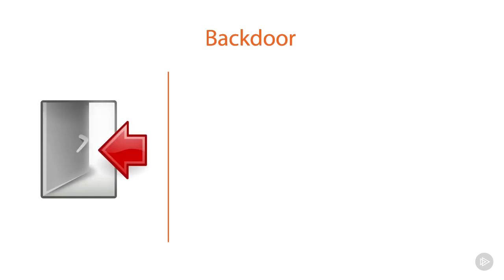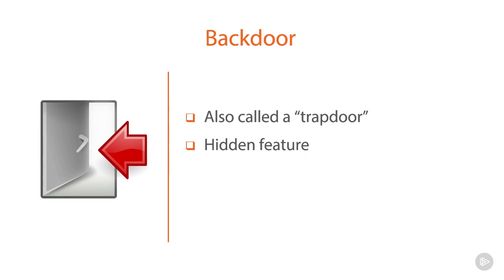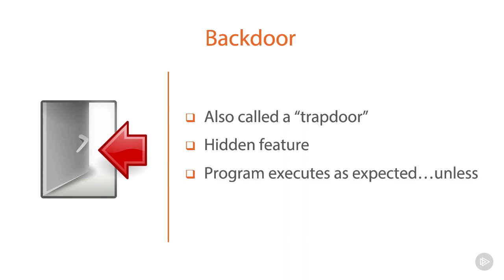A backdoor, which we also sometimes call a trapdoor, is simply a hidden feature or possibly a command that allows the user to actually implement a hidden feature. So the application itself would be used as normal. It performs as expected, unless somebody activates the backdoor, in which case the hidden feature gets activated and the program does something totally unexpected, or something you weren't aware it would do. Kind of like an Easter egg.